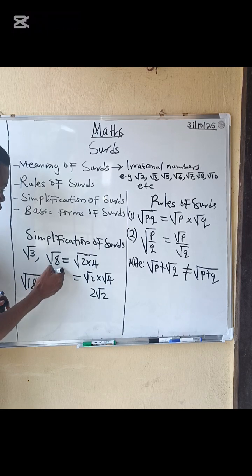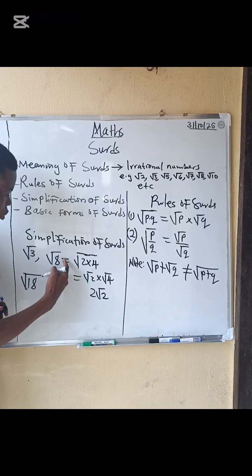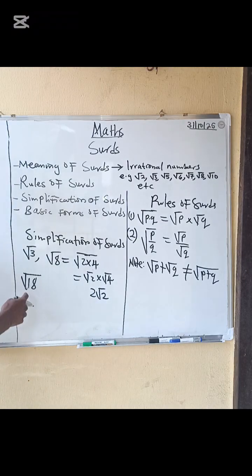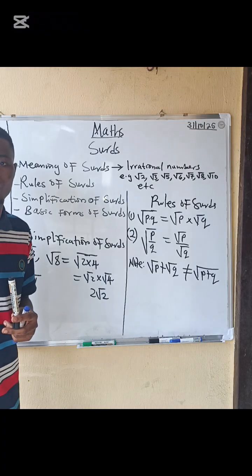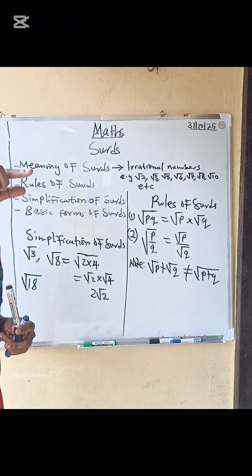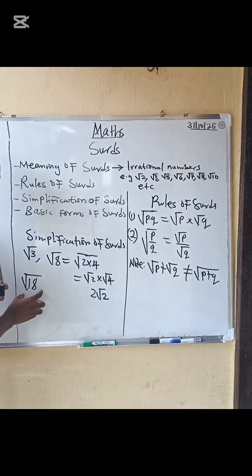Remember all these things that we are doing, this is simplification. You simplify this to what? Basic form. How about root 18? You look at root 18, we have two factors, and one of the factors is a perfect square, the other one is not, which means that root 18 is not in a basic form.